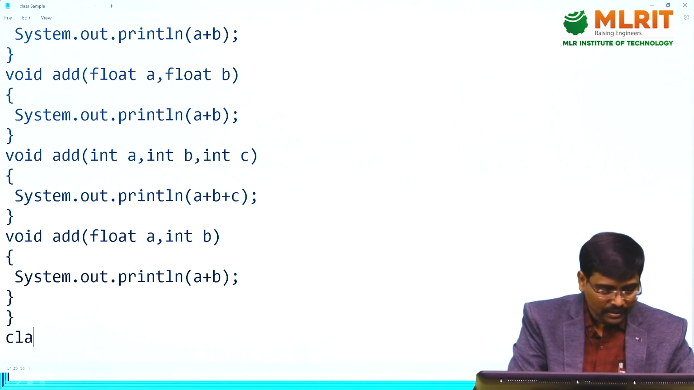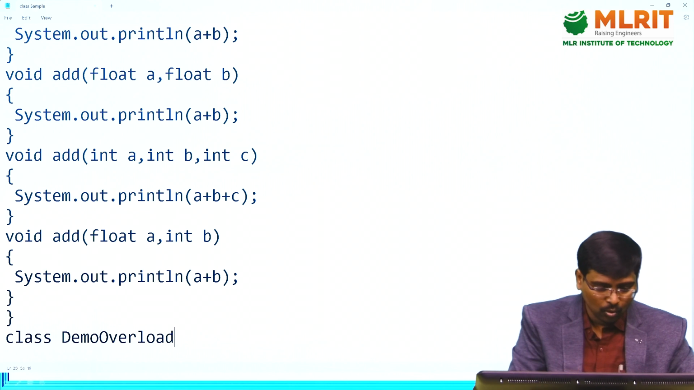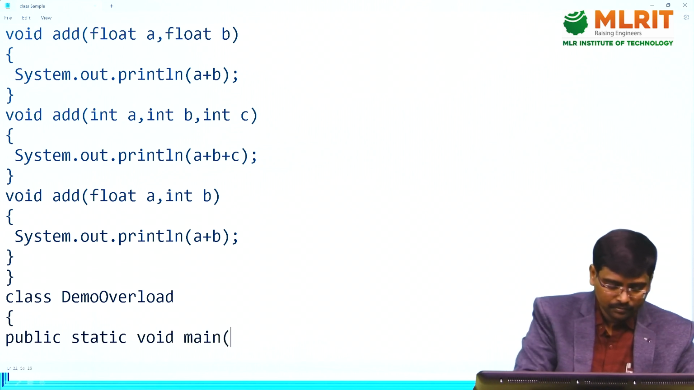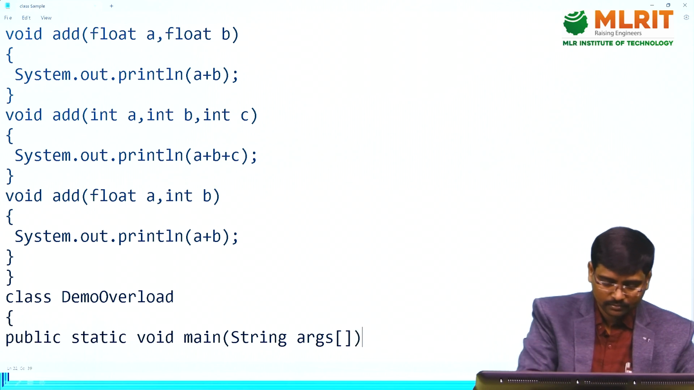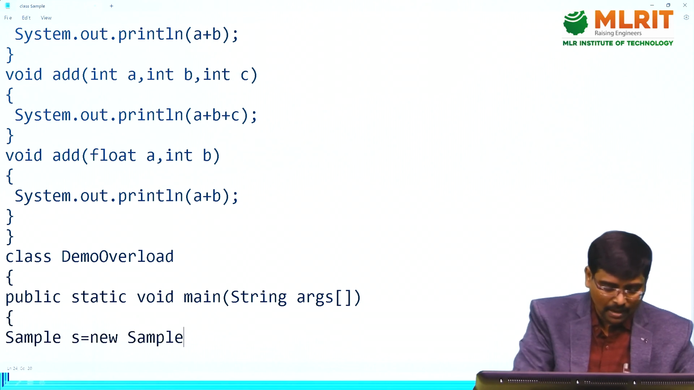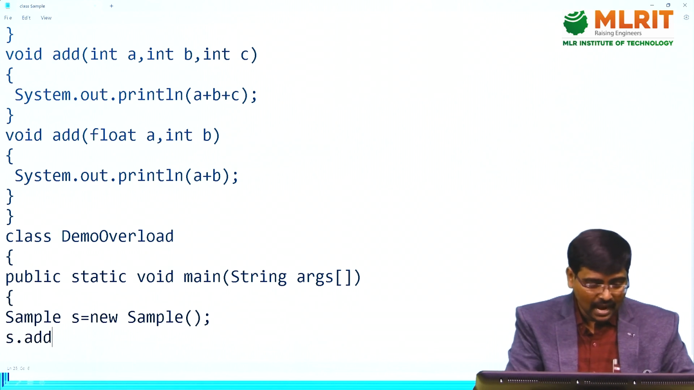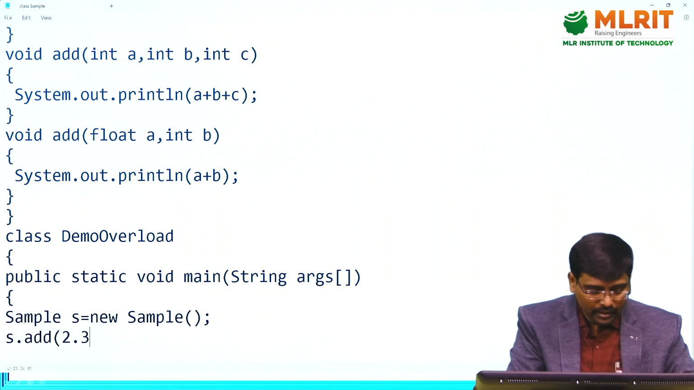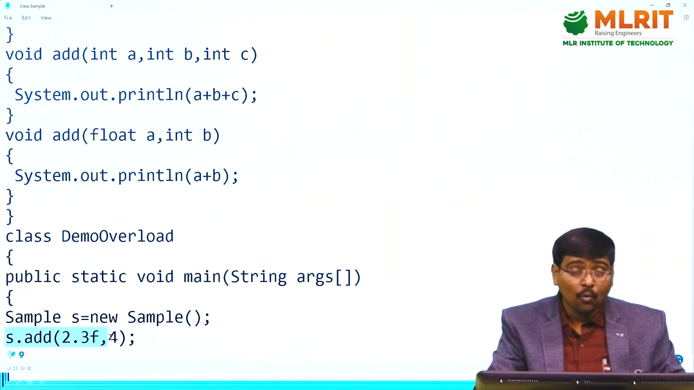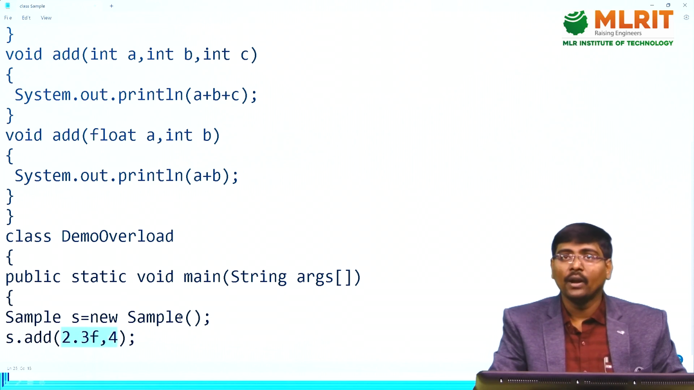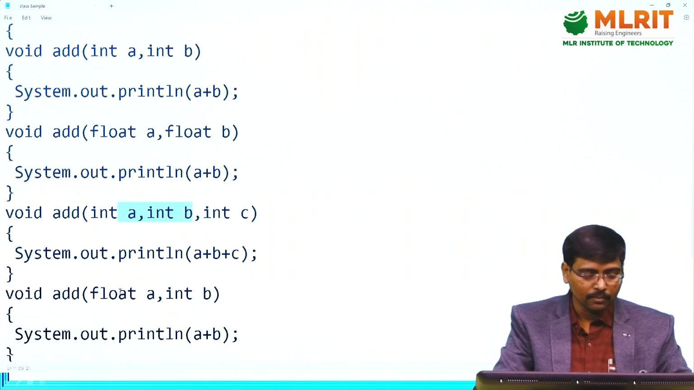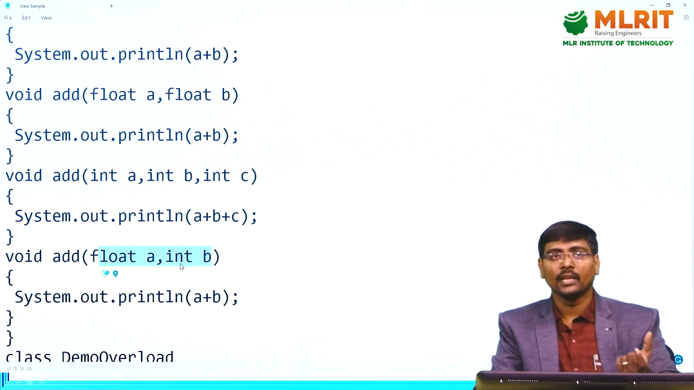I will show you. Class DemoOverload, public static void main of String args. Within this, create an object for Sample, new Sample. Now, s.add of, if I pass 2.3f comma 4, the f specifies that it is a floating point number. Whenever I call this method, what happens? One floating value, one integer value. First go to here. Matches? No. Go to here. Match? No. Go to here. No. Here. Yes, this consists of one floating value, one integer value.